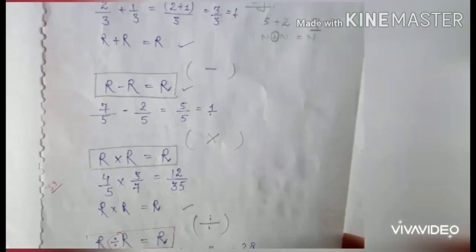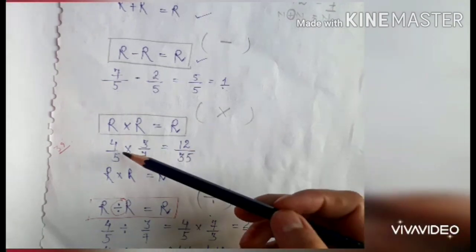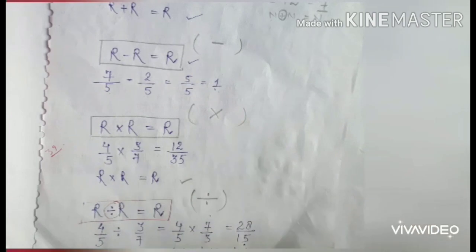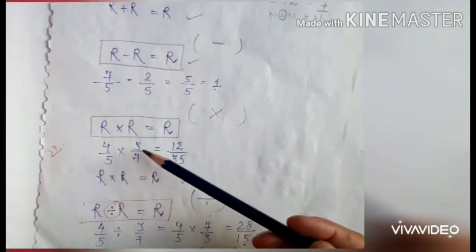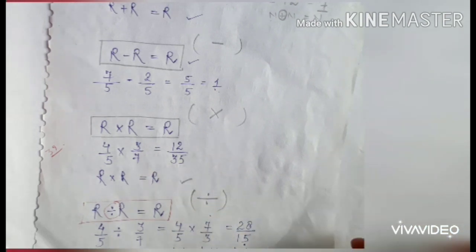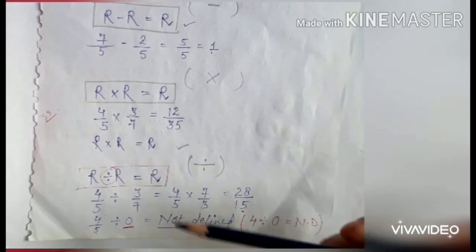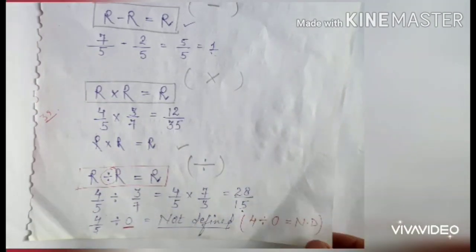For multiplication, again we get a rational. Suppose you take an example. Here we have chosen some numbers randomly; you can take any rational numbers. So we have taken 4 upon 5 and 3 upon 7. So we get 12 upon 35, which is also a rational number. So again, rational multiplied by rational is rational.